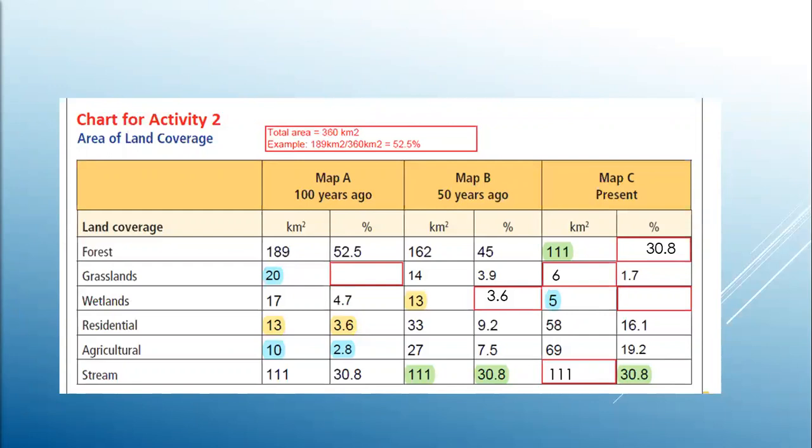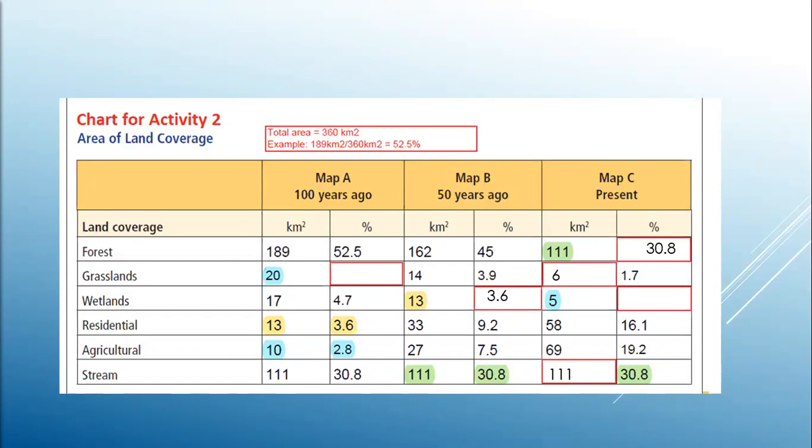So when you look at this chart, does anything kind of stick out? Anything that seems out of the ordinary? Because to me, when I look at this, I look at the forest, and in map A, 100 years ago, the forest used to be 52.5% of the entire map. And then 100 years later, the forest is now only 30%. So it went from being the majority to being in the minority.